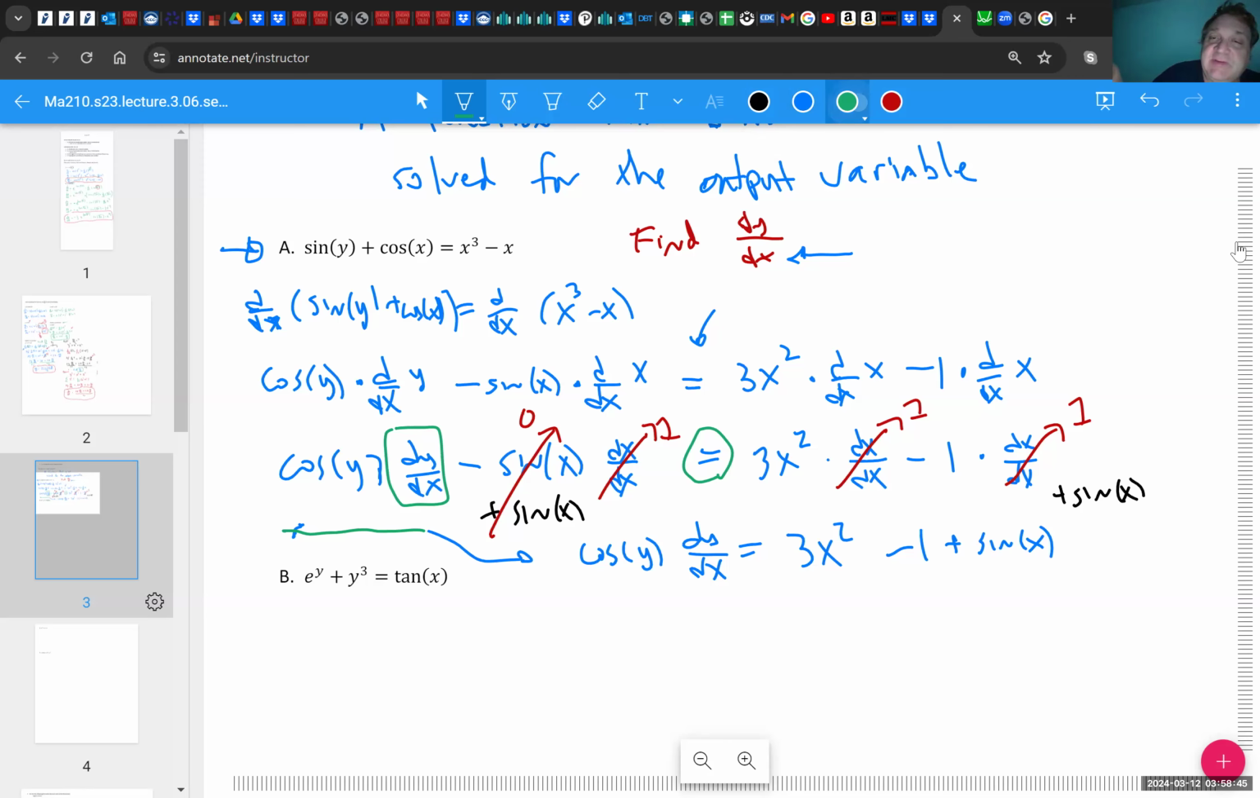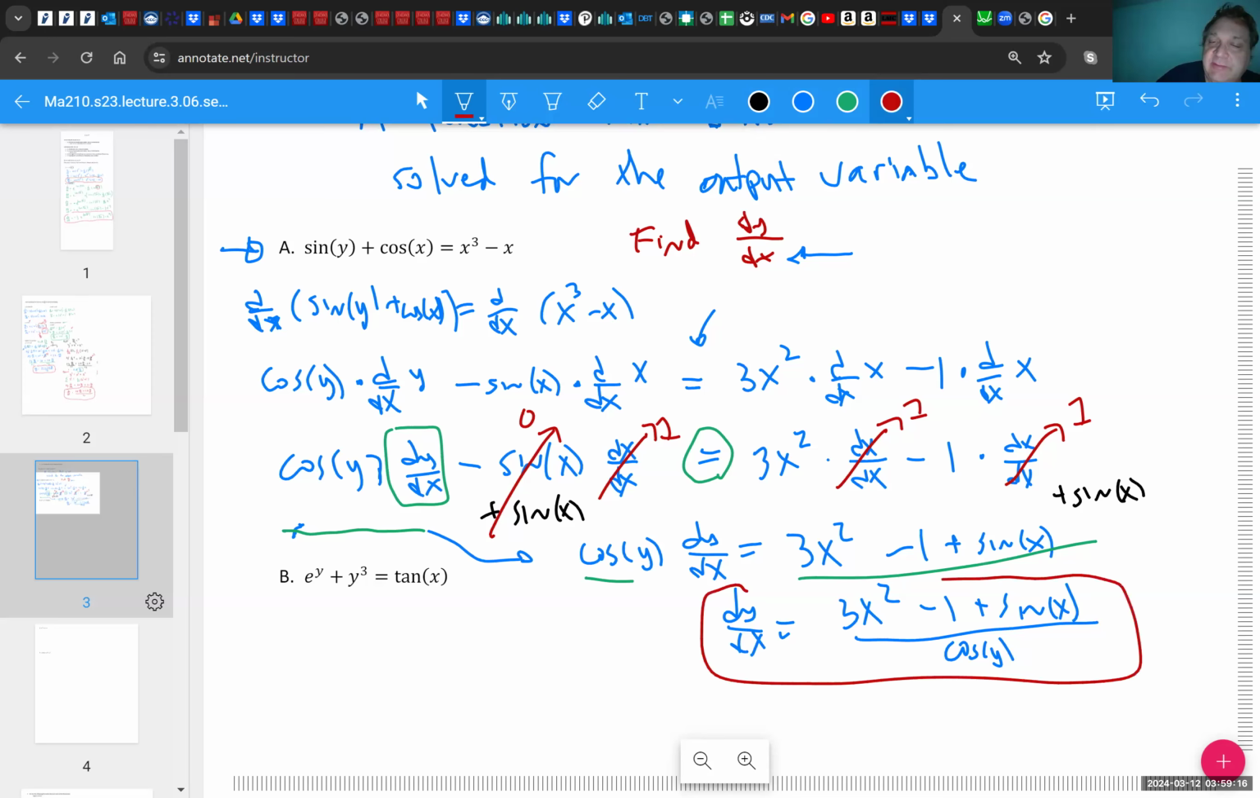And my last step is just to divide by cosine y. So I divide by this thing right here. And that gives me dy/dx. Oops. Let me put that back in blue. So dy/dx is equal to this thing, 3x squared minus 1 plus sine x, divided by the coefficient, which is cosine y. Right? We just divided by this on both sides, and we got this as our dy/dx derivative.